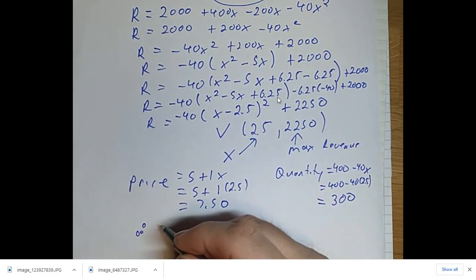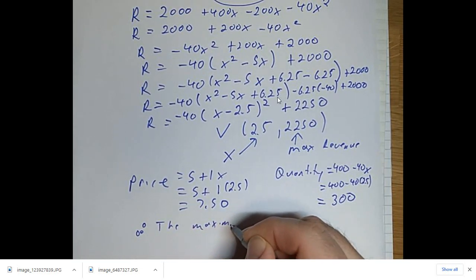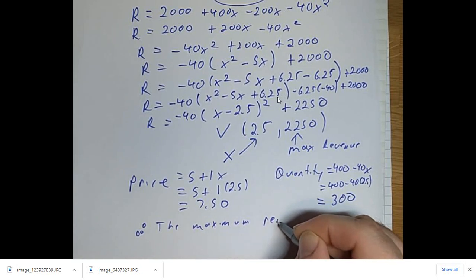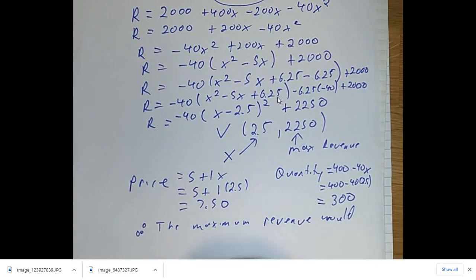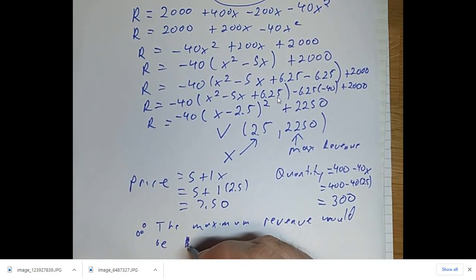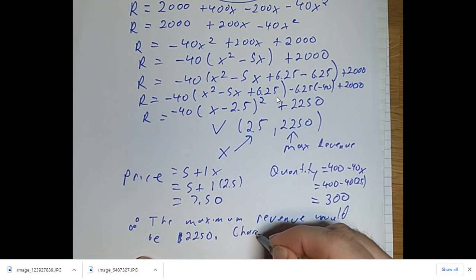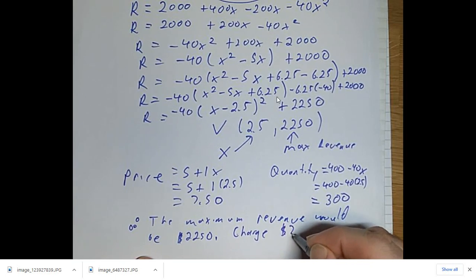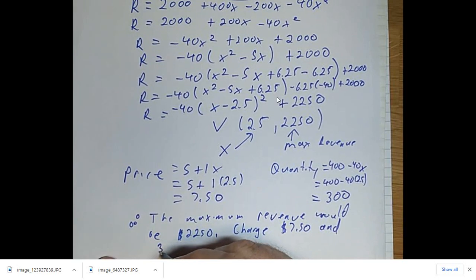Therefore, the maximum revenue would be 2,250. You charge 750, and 300 people will show up.